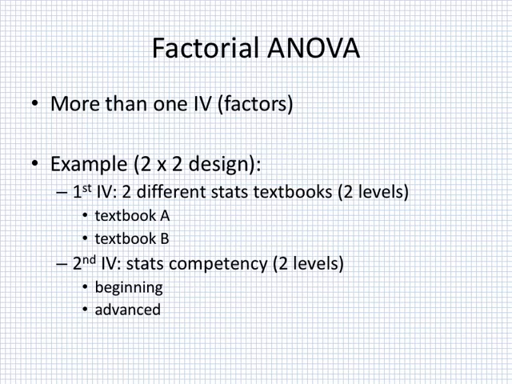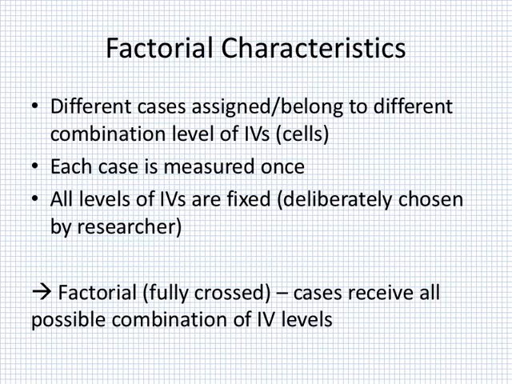One thing that you'll often hear me talk about is 2 by 2, 2 by 3s. The 2 by 2 is the number of levels or groups in each of the independent variables. So for example, in this first IV, there are 2 different stats books, so there are 2 levels; second IV, 2 levels. So it's 2 by 2. Also, if you multiply them together, it'll give you a sense of how many cells there are when you combine the 2 IVs.